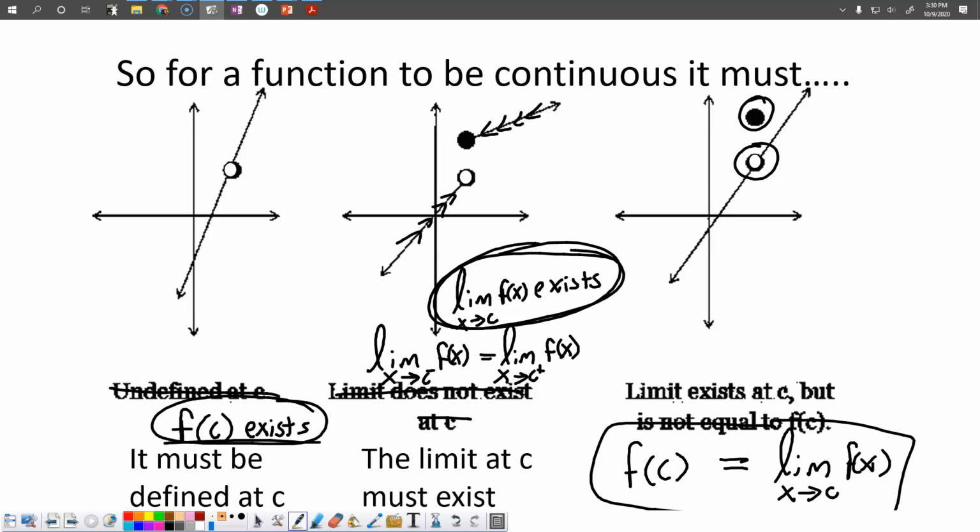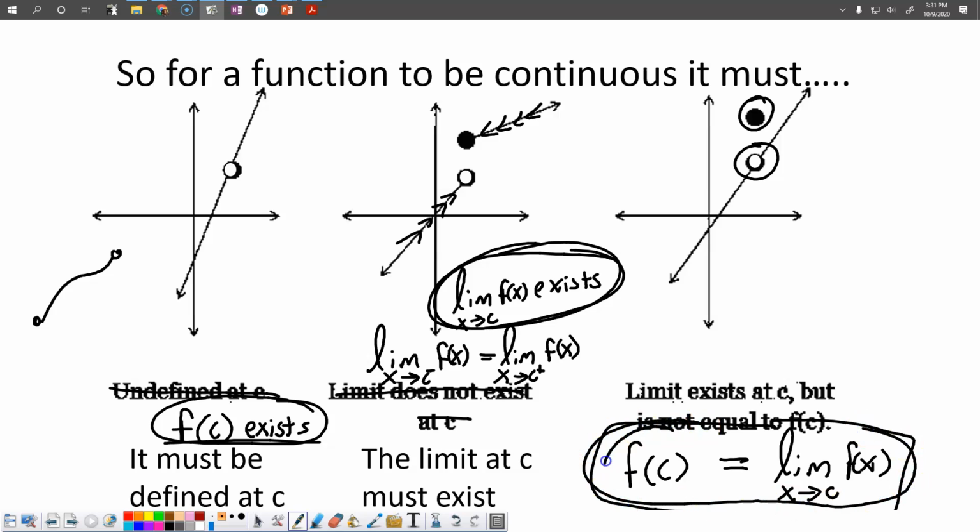Now leave it to a mathematician to take something extremely simple and then make it overly complicated. So here's the simple idea. If you can get from point A to point B without having to pick up your pencil, it's continuous. That's the simple idea. But here's how it looks mathematically.